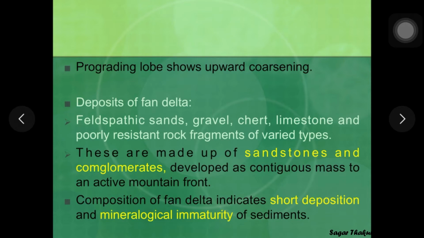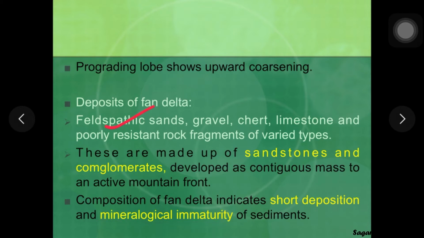So what about the composition of sediments in a fan delta? These are prograding delta lobes similar to a normal delta, where you can see upward coarsening of grain size, and these consist of sandstone and conglomerates or coarse material. A large amount of gravel or coarse sand is present because the transportation of sediments is very less in this case, and therefore these are texturally immature because of short transportation and deposition. The sediments are also mineralogically immature, consisting of feldspathic sand.